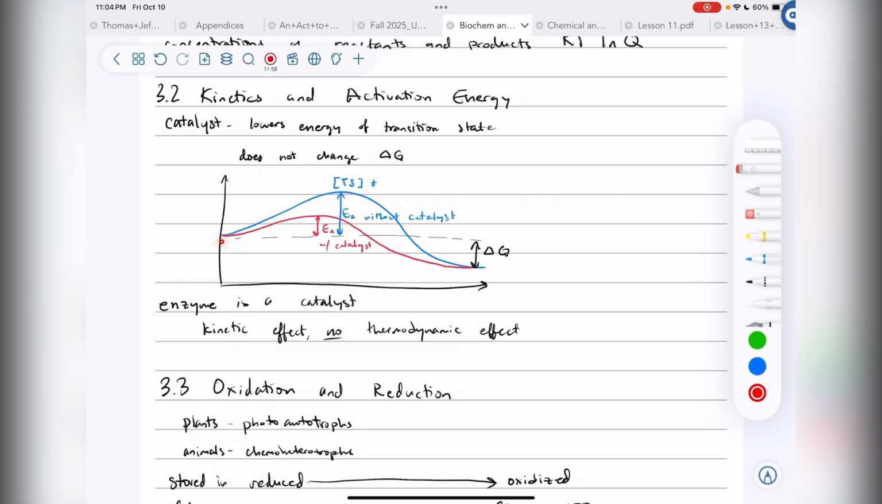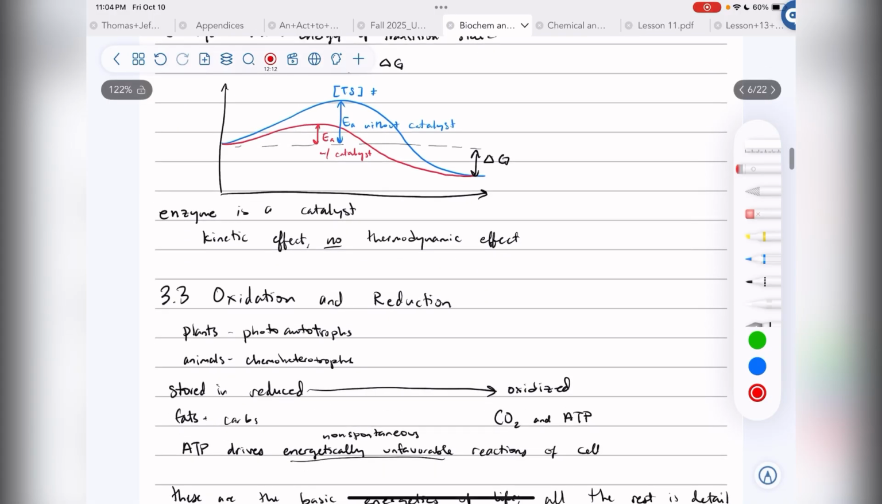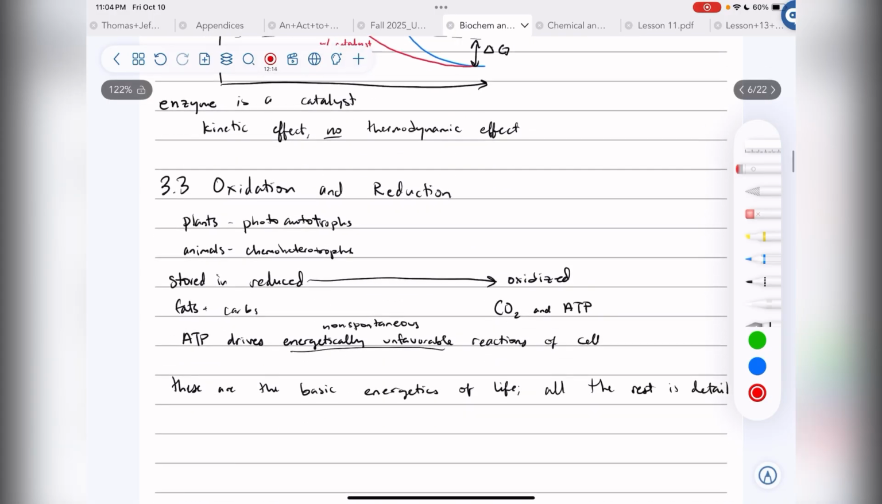So no matter what, the energy of your products and the energy of your reactants are going to be the same. So this difference doesn't change at all, no matter how you get there. But a catalyst does reduce this activation energy. It has a kinetic effect, no thermodynamic effect.